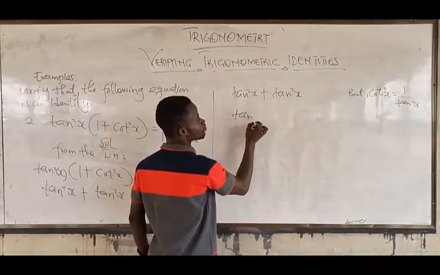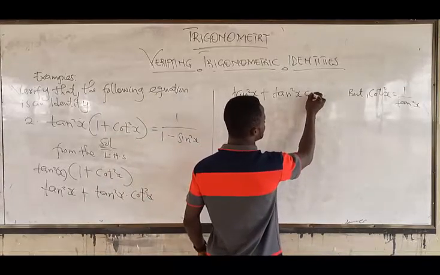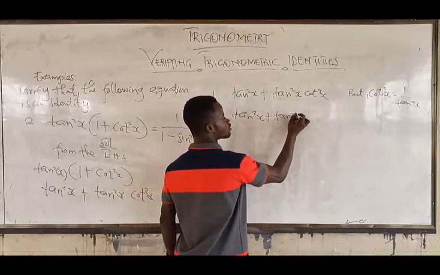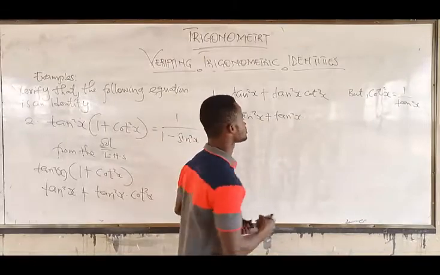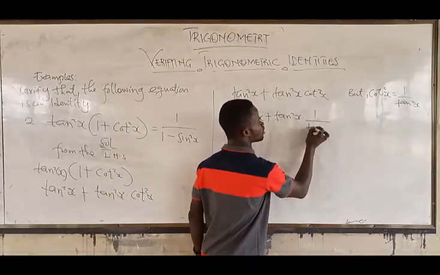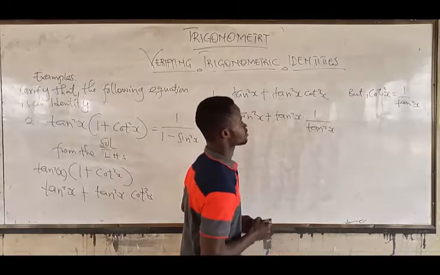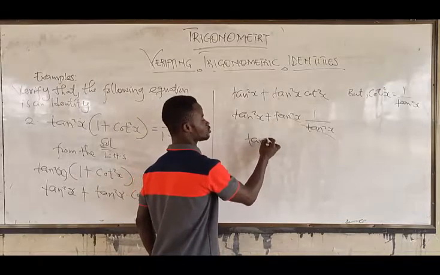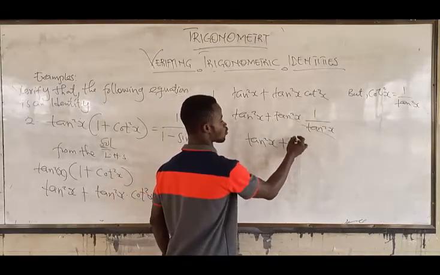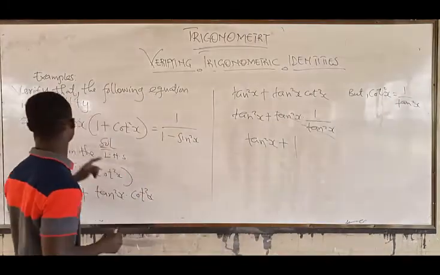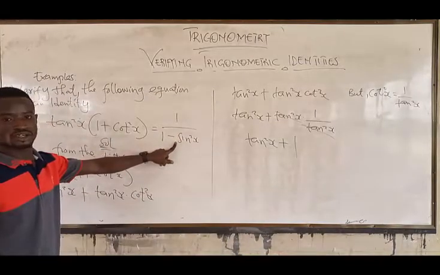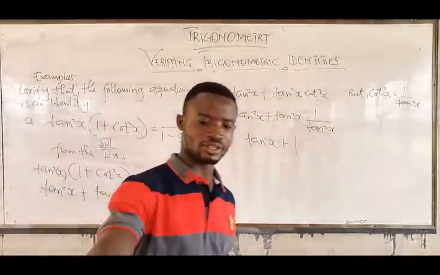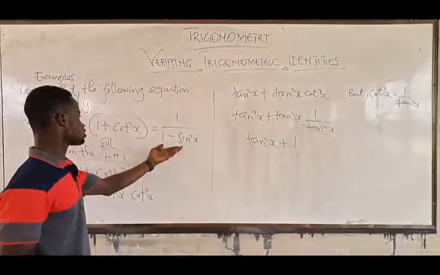So this we get tan square x plus tan square x. I want to take my time so that we get a concept. And this will be 1 over tan square x. Very good. And you can see this cancels this. So we get tan square x plus 1. But we are still not there. You can see that. Then, what can we do again? Since we are still not here.